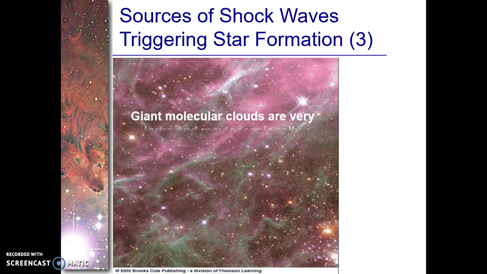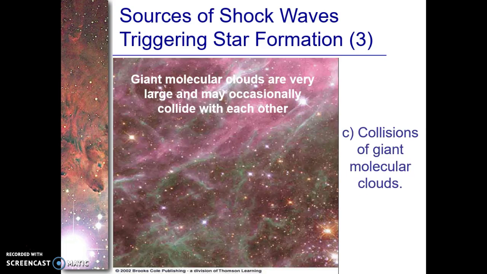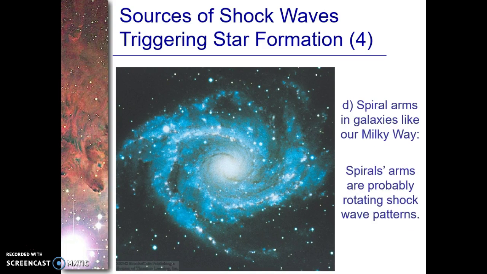Another example of that would be if you had two giant molecular clouds that collided together, and that does happen sometimes. And then another one would be the spiral arms in galaxies, like our Milky Way. The spiral arms are rotating, and when they rotate, they produce shock waves.